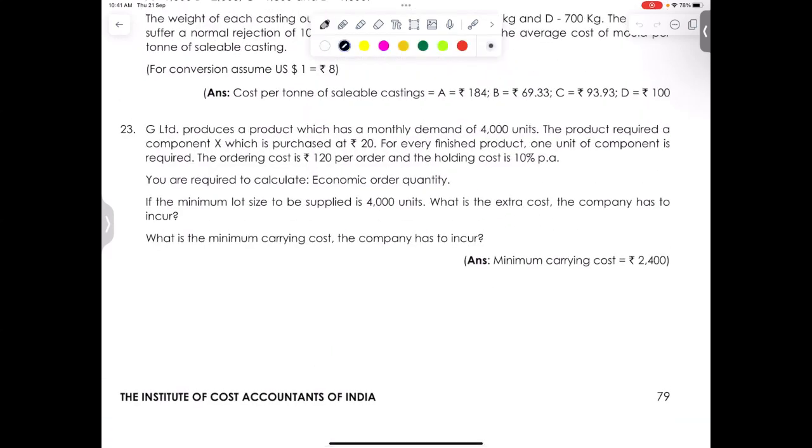Now let's solve question number 23. Again, I am giving you, beta, 3 to 5 minutes of time to solve this last question of today's session, question number 23. Solve it in your rough copy, beta, the complete question, on your own, and then I will discuss with you.